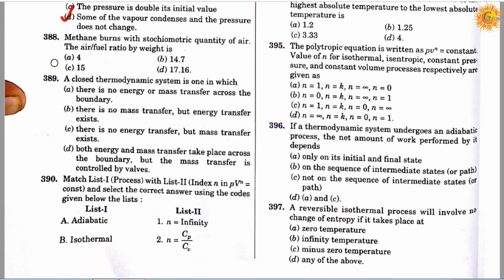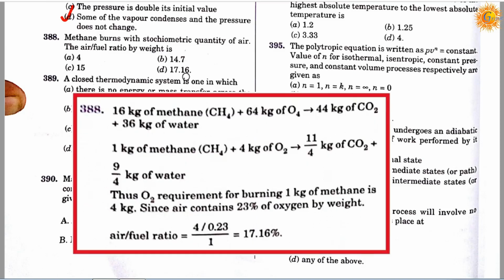Question number 388. Methane burns with a stoichiometric quantity of air. The air fuel ratio by weight is option A, 4, option B, 14.7, option C, 15, and option D, 17.6. So the correct answer is D, and its solution is available here.